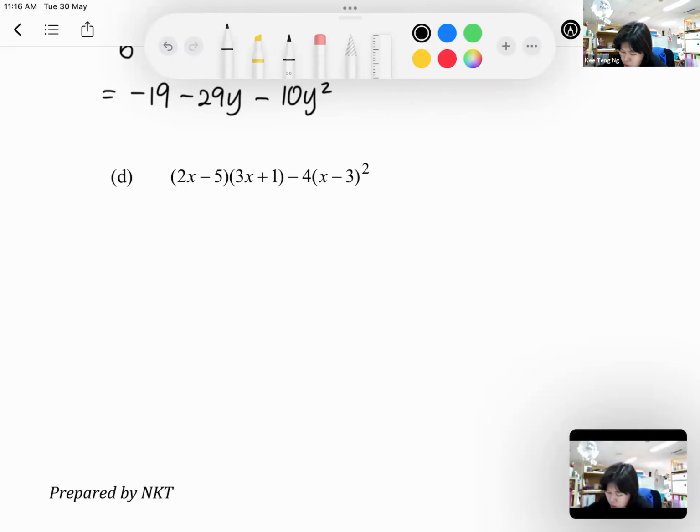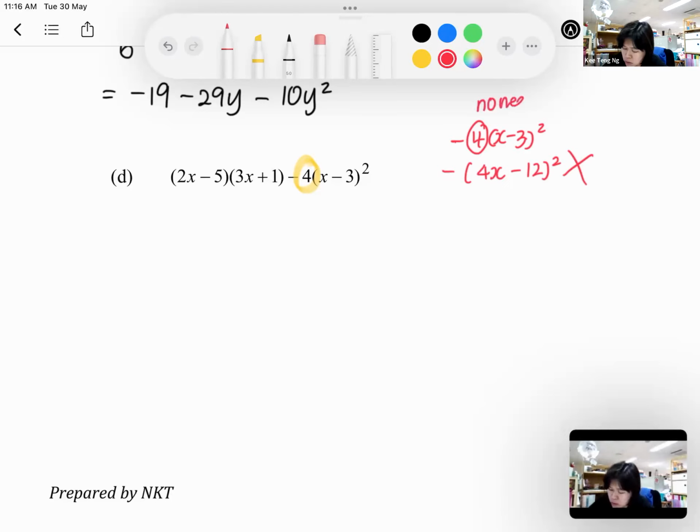Now, one word of caution for this question. There's this 4 over here. There are some students who make a careless mistake: you multiply the 4 inside and then you square it. Then you change it to negative 4x minus 12 whole thing square. This is actually wrong, because the 4 does not have a square. This 4 doesn't need to square.